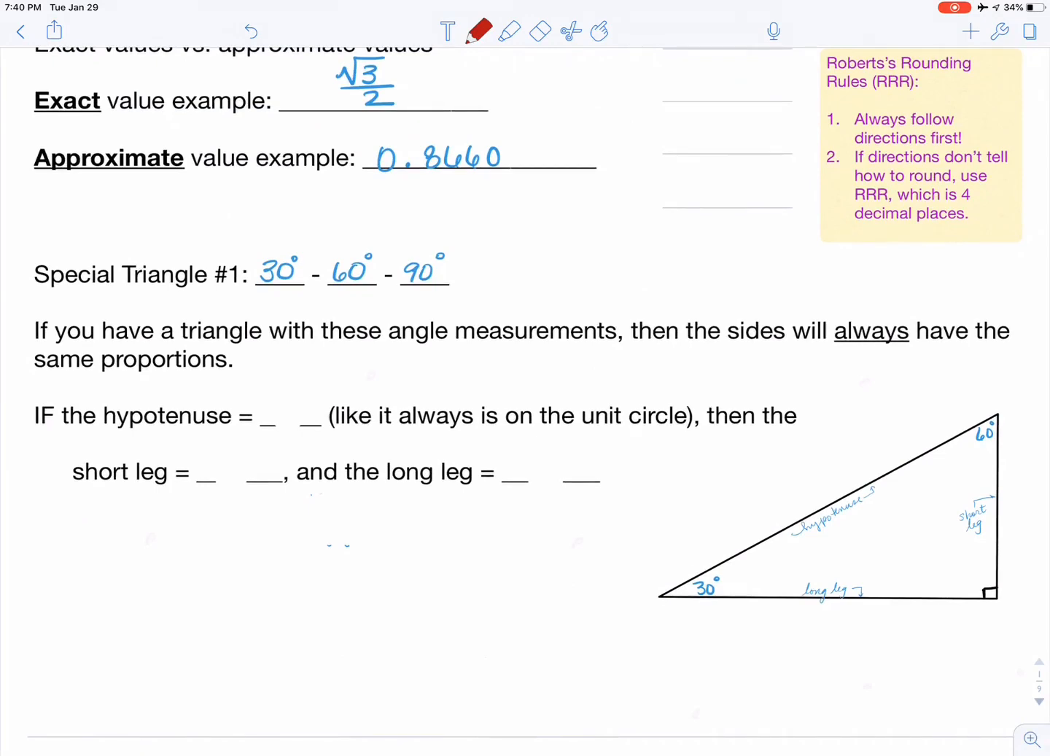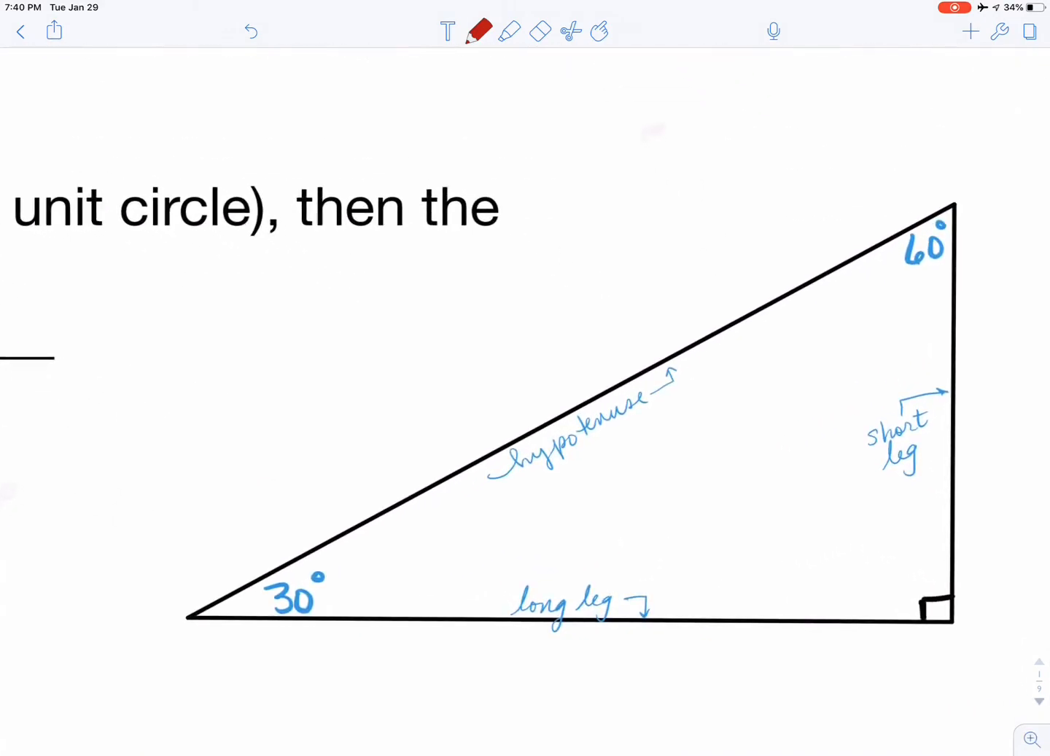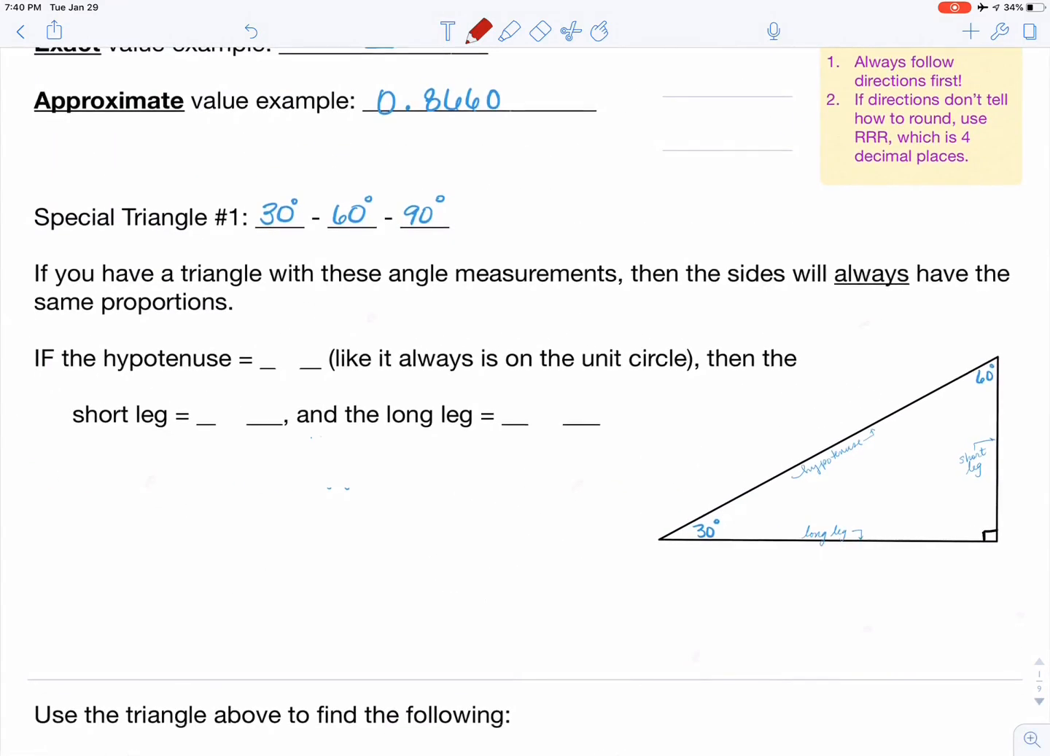You'll also notice that on this picture, I've marked the two legs as being a short leg and a long leg. We'll talk about that here in just a second. So in the 30, 60, 90 triangle, if you have the triangle with these measurements, then the sides are always going to have the same proportions.